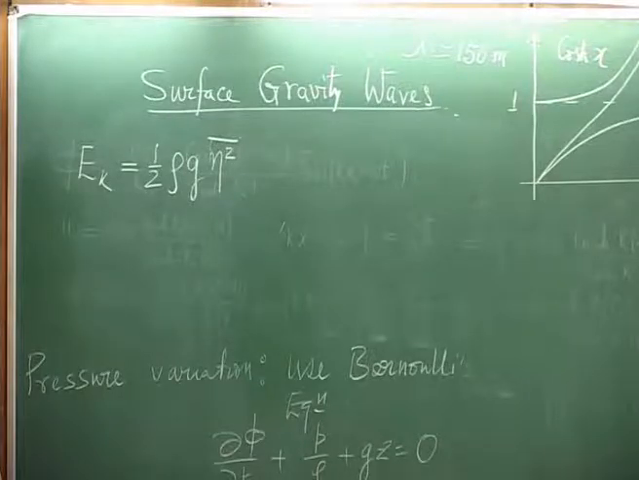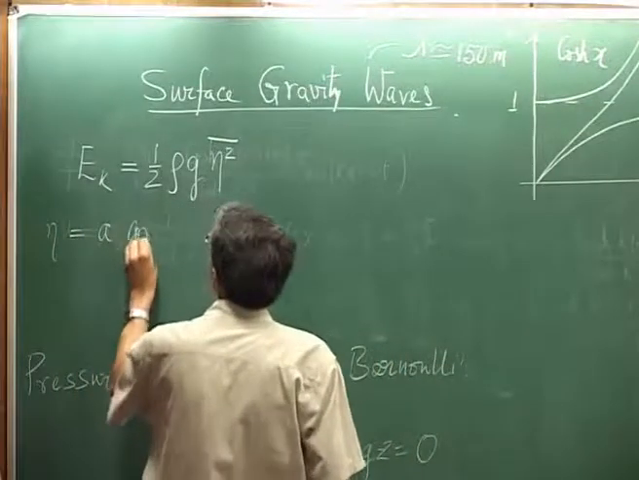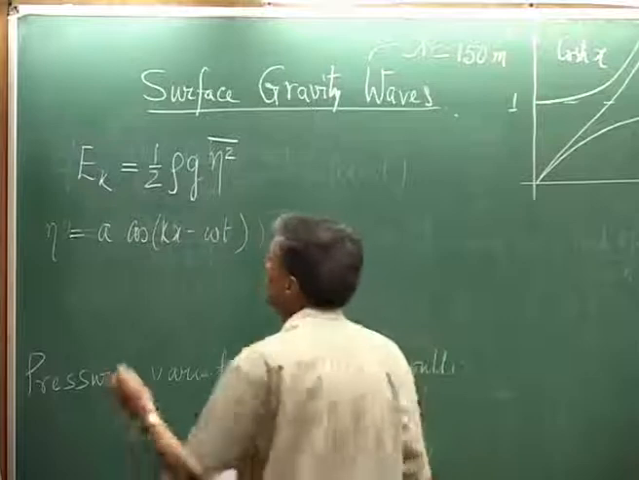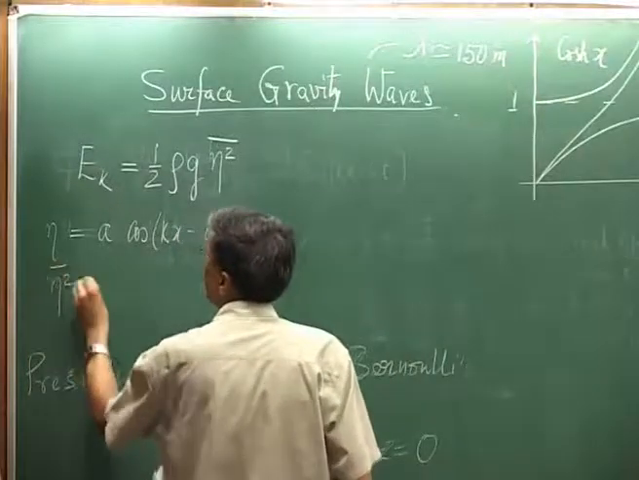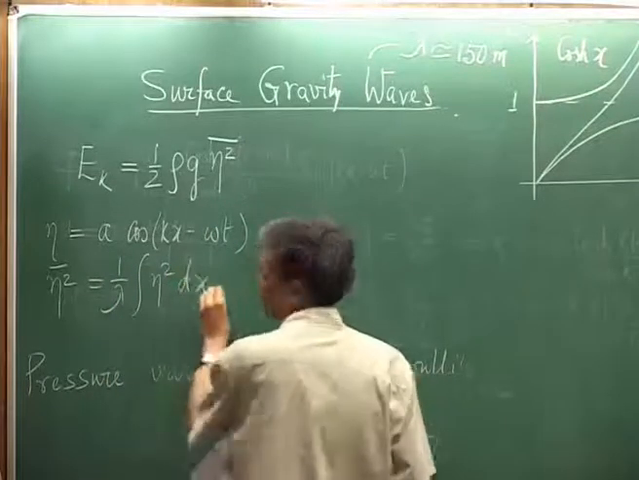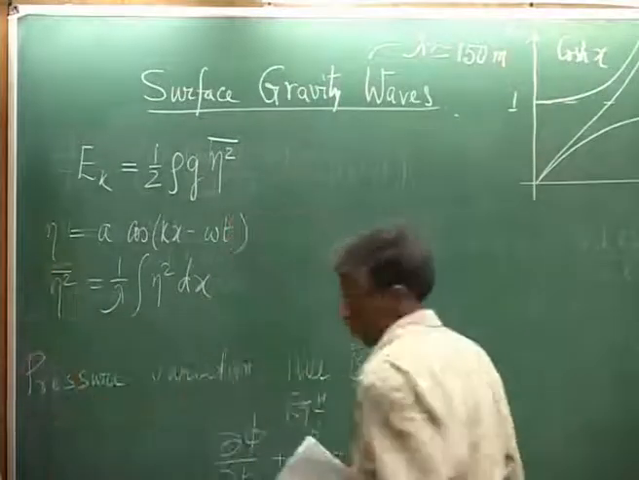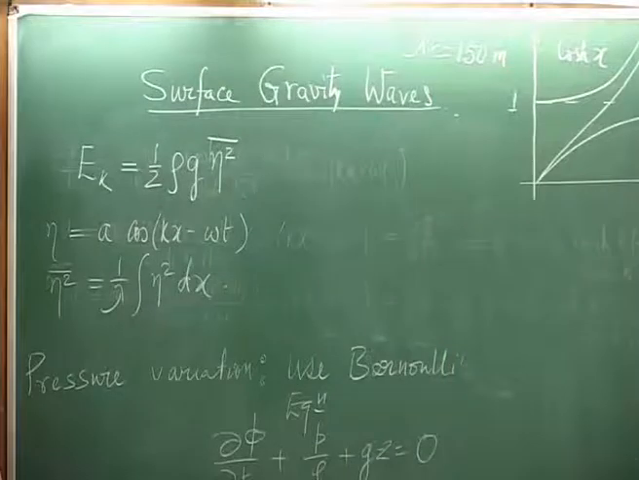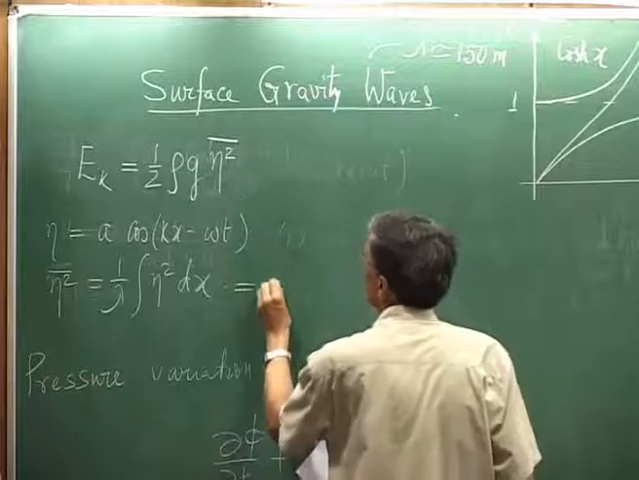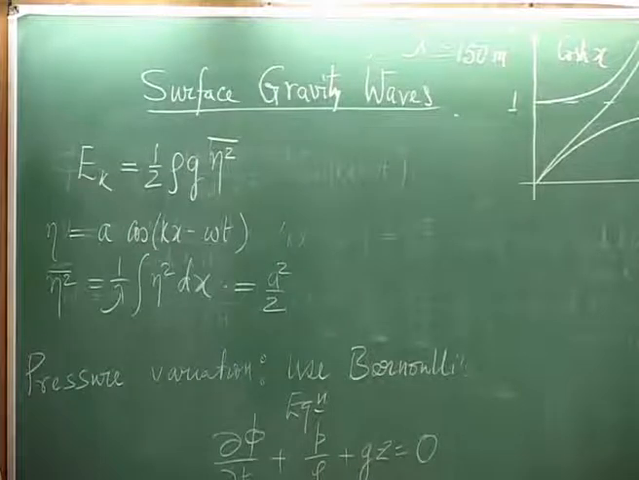Since eta is a cos(k x minus omega t), you can work it out, it is rather easy. What is this? This is going to be 1 over lambda times the integral of eta square dx. That is the definition of eta square bar. If I plug it in here and work it out, I am going to get a square by 2, very straightforward.